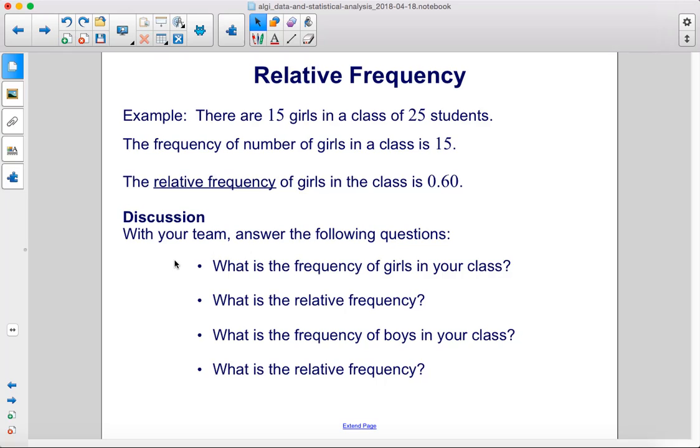With your team, answer the following questions. What's the frequency of girls in your class? What's the relative frequency? What is the frequency of boys in your class? What is the relative frequency?